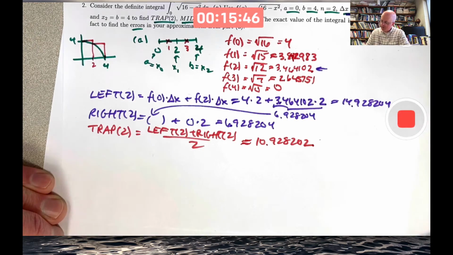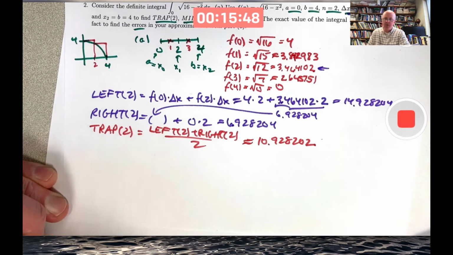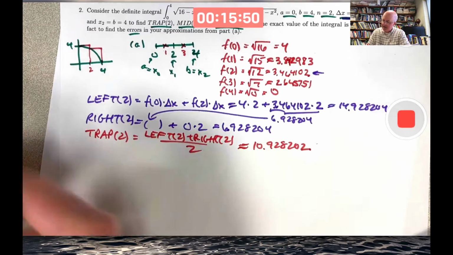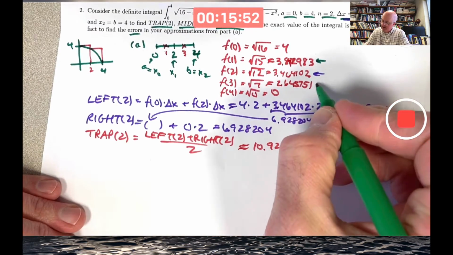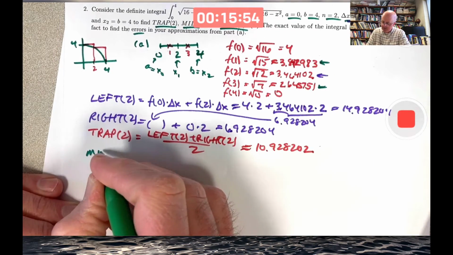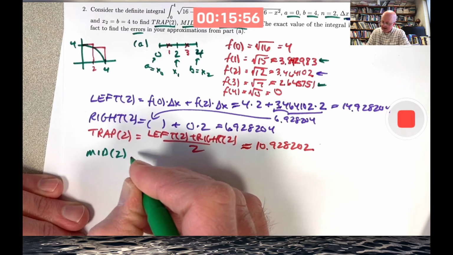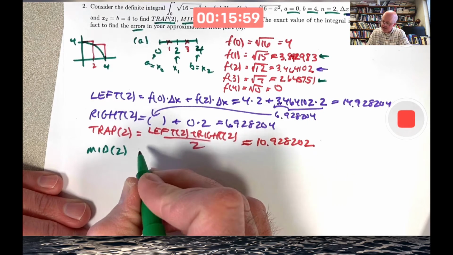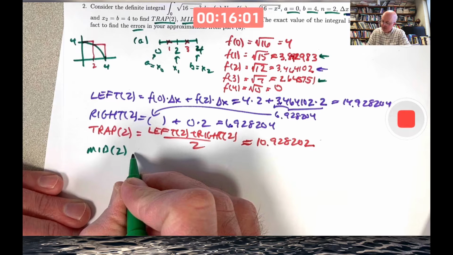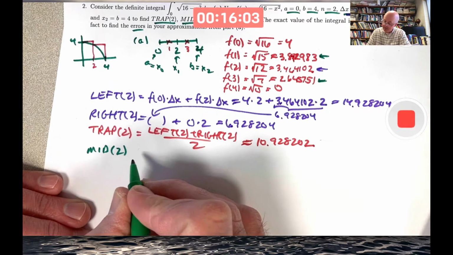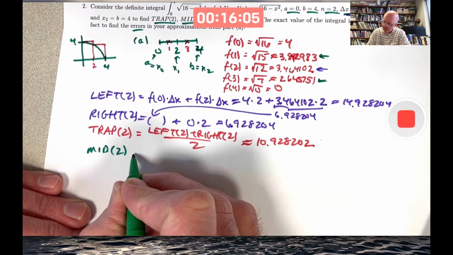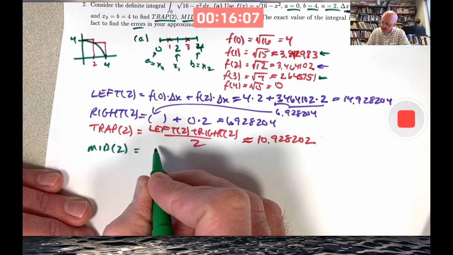What about the midpoint rule? For the midpoint rule, we want to use the function values at the midpoints 1 and 3 here, and also multiply by delta x equals 2. We're still finding areas of rectangles. The trapezoid rule can be interpreted in terms of areas of trapezoids, and in fact the midpoint rule even can be interpreted that way, but we're not going to take the time to do that.